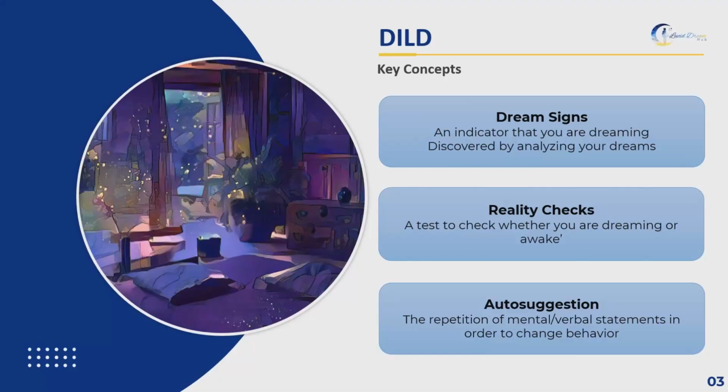When learning DILD induction techniques, you will need to understand a few key concepts such as dream signs. Dream signs are any indicator that you are dreaming. Upon analyzing your dream journal, you will begin to notice some personal dream signs that show up again and again in your dreams. Reality checks. Reality checks are tests that you perform to determine whether you are awake or in a dream. If consistently performed during the day, this habit will carry over into your dreams, triggering lucidity. Autosuggestion. We have already covered this topic and it will be very useful for a number of DILD techniques.